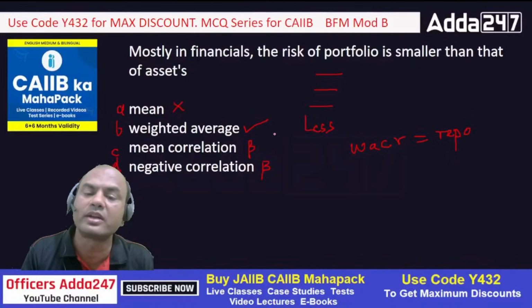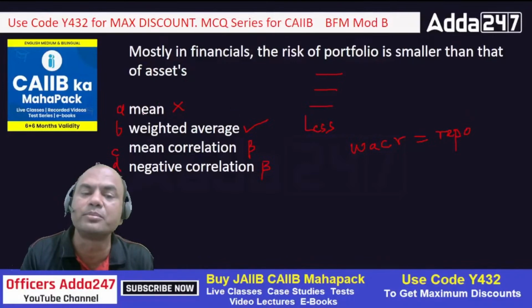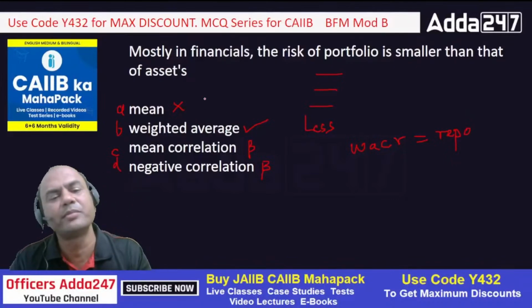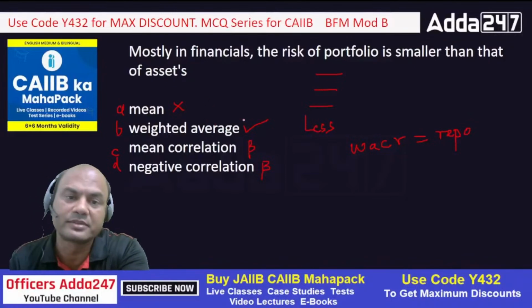So that is the meaning of weighted average. There are two types of averages in finance. One is simple average, that is mean, and second is weighted average. So all the finance parameters are based mainly on weighted average. Some of them are based on simple average also, but mainly weighted average.